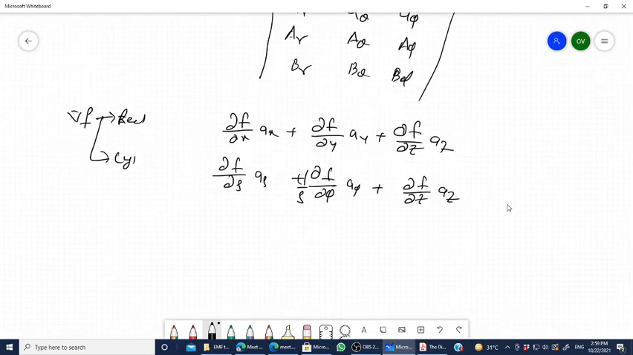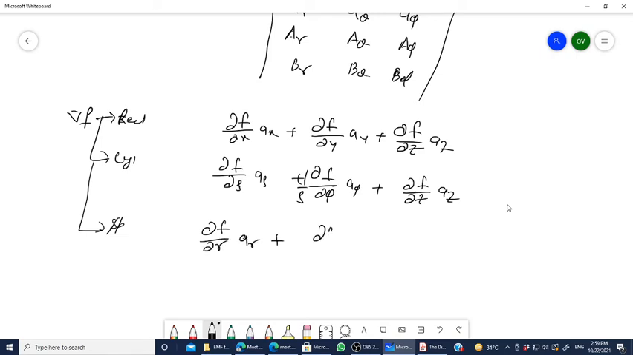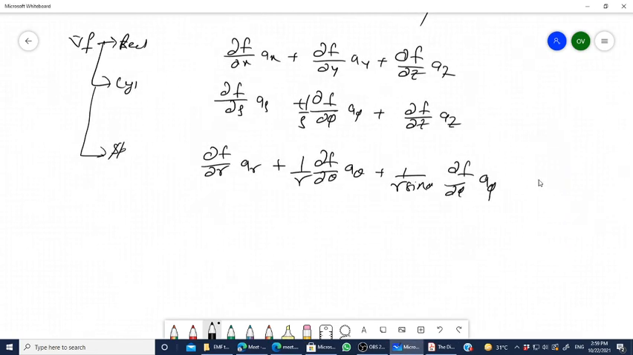In the spherical coordinate, how it is represented? Del f by del r ar plus 1 by r del f by del theta a theta plus 1 by r sin theta del f by del phi a phi. ये हो गया, ठीक है. ओके, so these are the things.